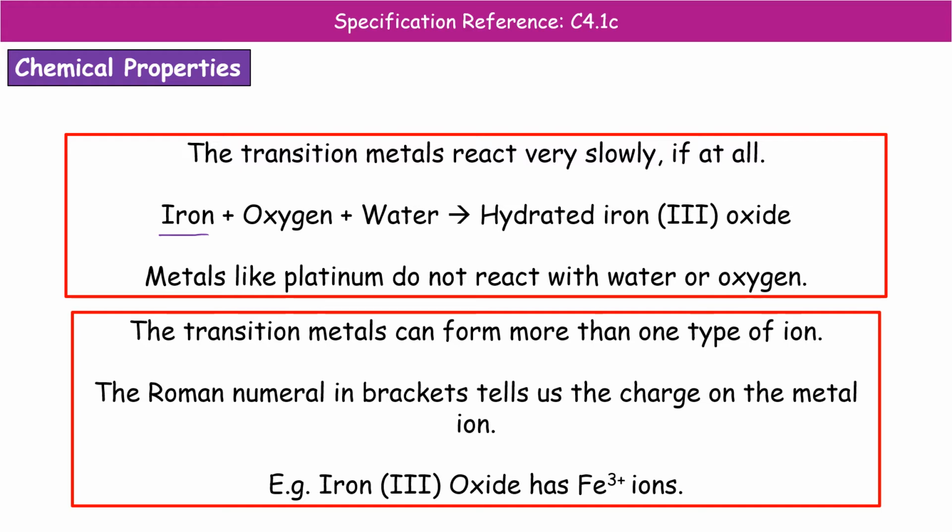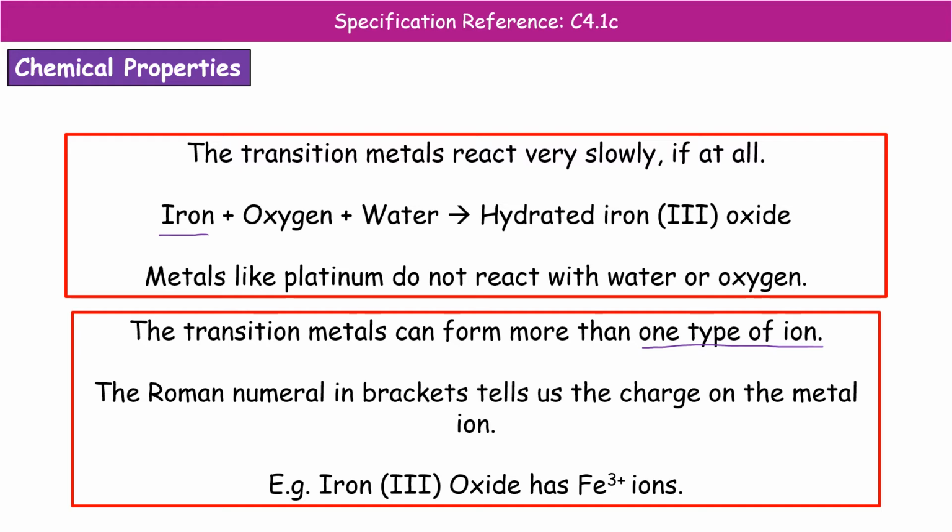One of the tricky points, if you like, about the transition metals is they can actually form more than one type of ion. So where we've previously been able to learn that group 1 make +1 ions, group 2 +2, group 6 -2, group 7 -1, there's no hard and fast rule for our transition metals because they have options.